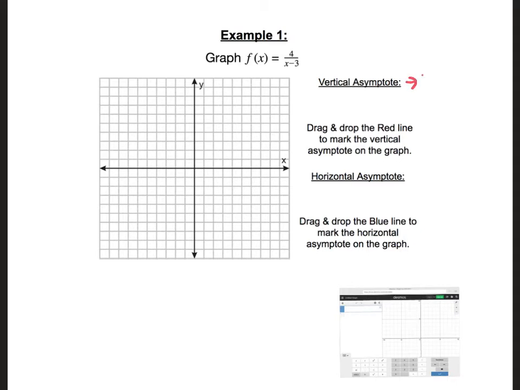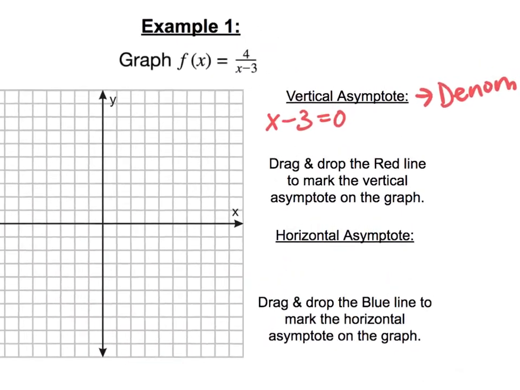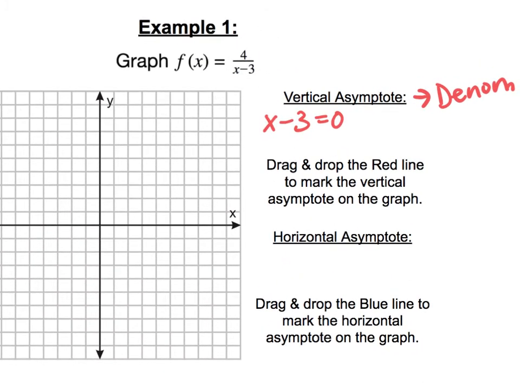To do this, remember, you're going to set your denominator equal to 0. So in my case, my denominator is x minus 3. So we're doing x minus 3 equals 0. I'm going to zoom a little bit so I can see what I'm doing. From here, we're trying to get x by itself, so I'm going to go ahead and add 3 to both sides. When I do that, we end up getting x equals 3.